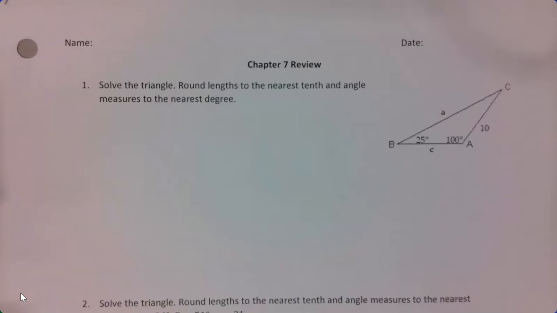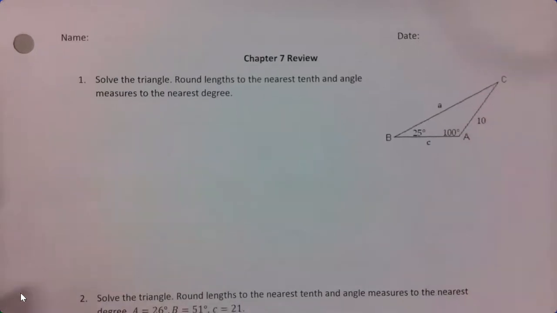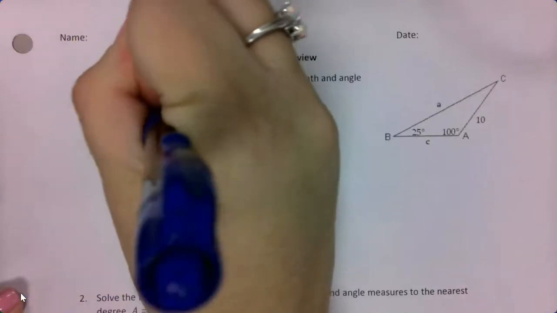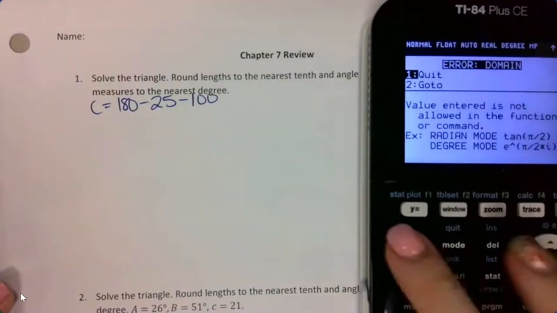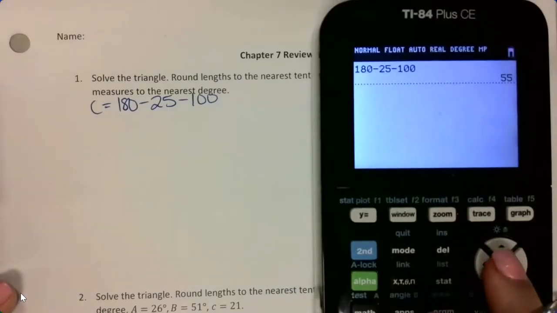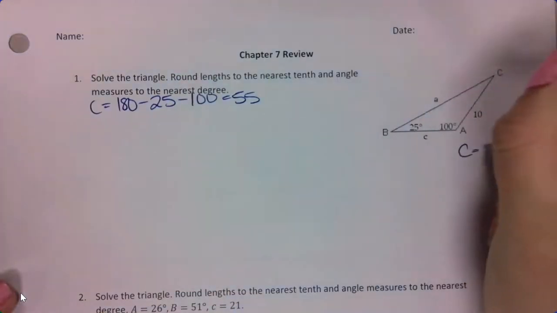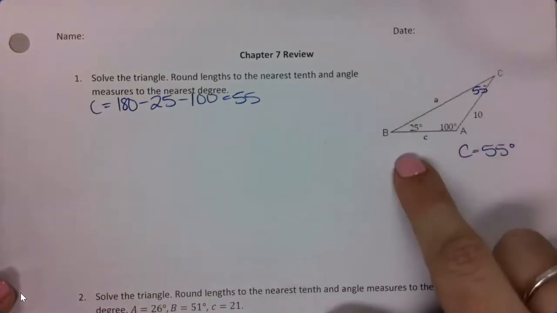This first one, I am given an angle, and so I can go ahead and find my third angle to start off with. I'm going to do 180 minus 25 minus 100, which gets me 55 degrees for my angle C. I'm going to write this off to the side so I have it nice and neat so I can easily see my answers. Now that I know that this is 55, I need to go ahead and solve for my A side length and my C side length.